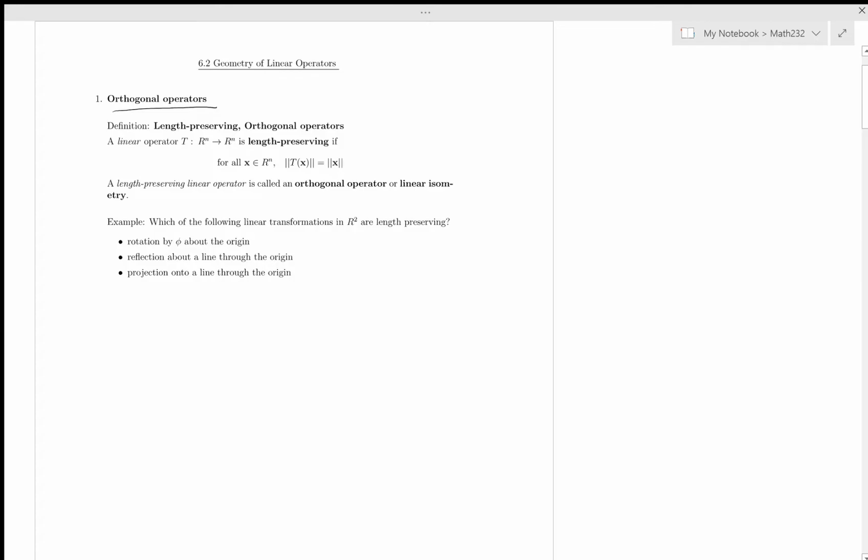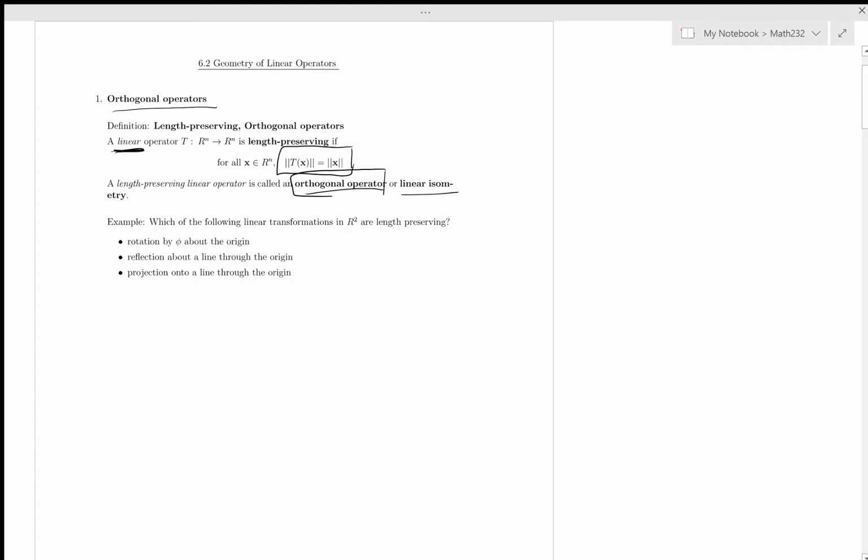If we have a linear operator, so we know what the characteristics of being linear are, and it's length preserving, which means that if we operate on the vector and then we take the norm, that's equal to the norm of the vector. So by whatever operation we perform, we don't change the length of the vector. That's what we call length preserving. We call that an orthogonal operator or a linear isometry. I'm going to use this term most frequently, an orthogonal operator.